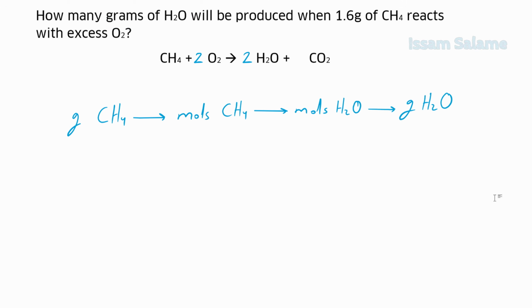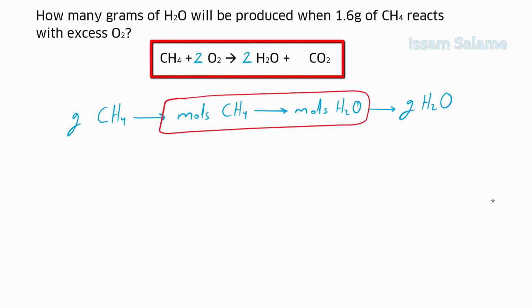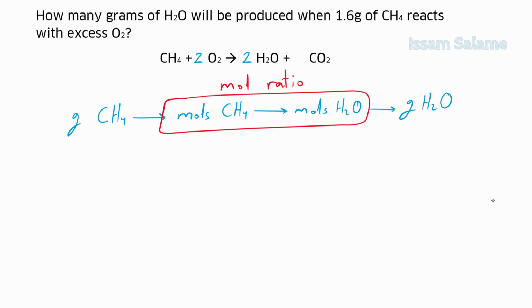And I know that now you are asking yourself why we didn't simply convert from grams of methane to grams of water. This is impossible since we don't have a relation between grams of methane and grams of water. The only relation that we have is between moles of methane and moles of water, and we can get it from the balanced chemical equation, and it's called the mole ratio. We covered it in the previous video, where you put the unit of the given quantity in the denominator and the unit of the required amount in the numerator, which means moles of methane in the denominator and moles of water in the numerator. And the coefficients, we get them from the chemical equation.